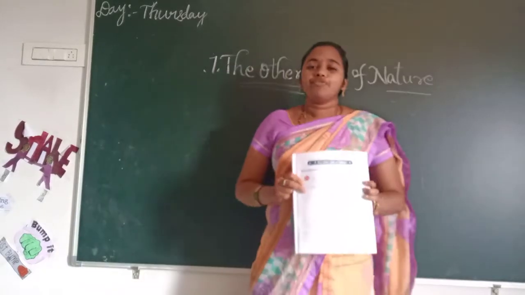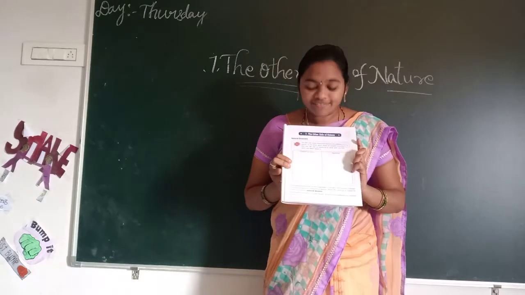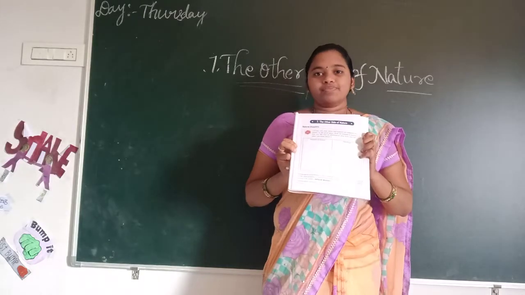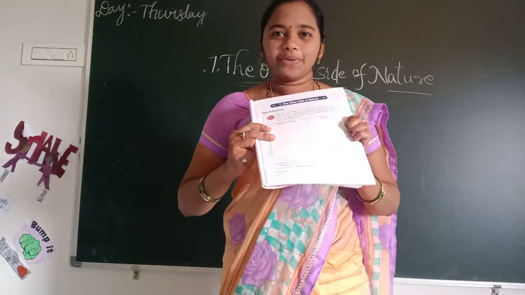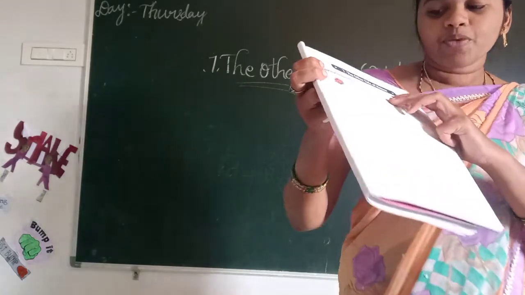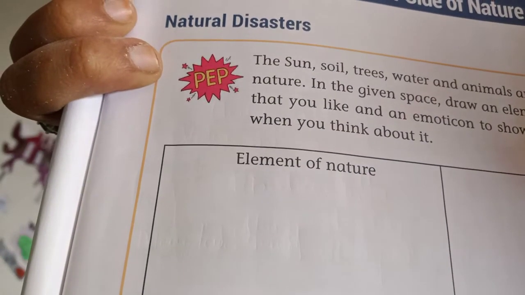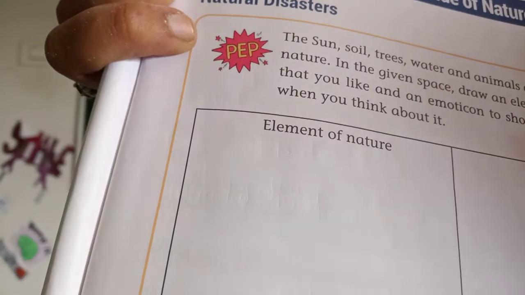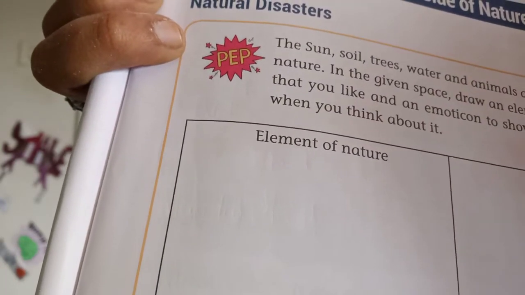So children, before starting the lesson, we have to complete one activity on page number 21. So 7.1. Look at this, all of you here. Given a table, children, we have to fill this. First one: the sun, soil, trees, water and animals are elements of nature. In the given space, draw an element of nature that you like and an emoticon to show how you feel when you think about it.